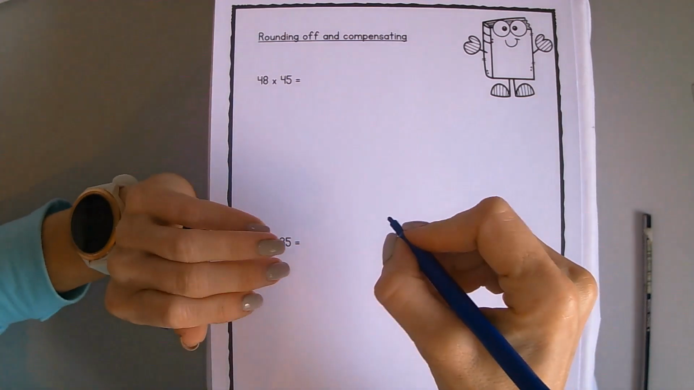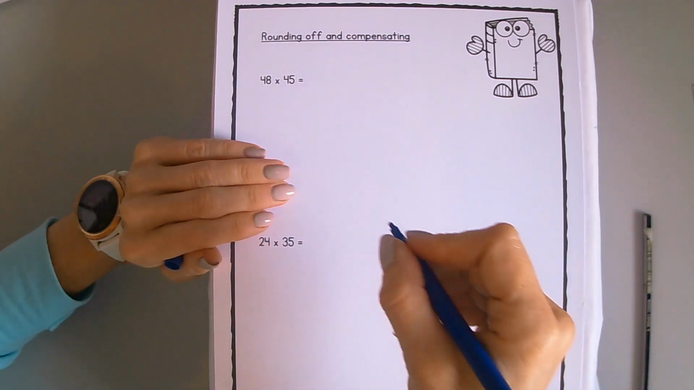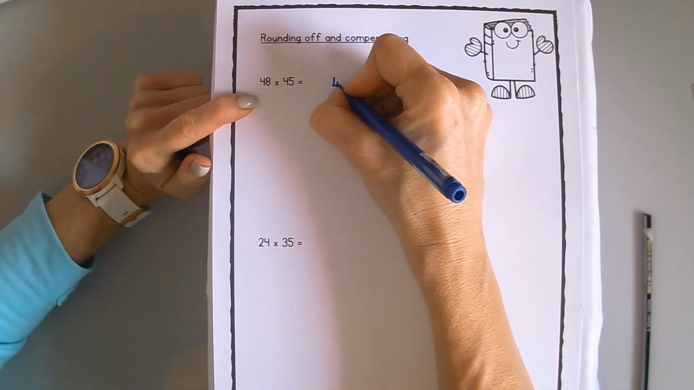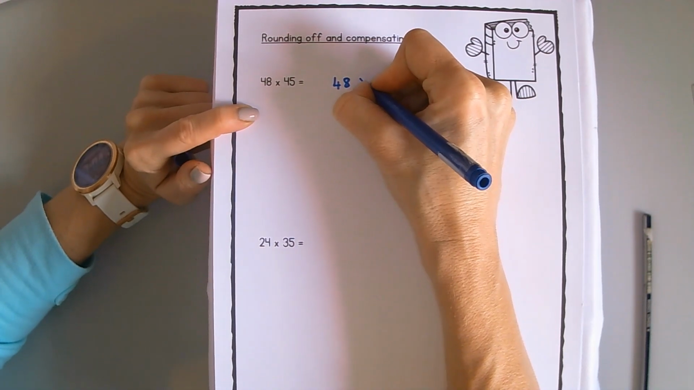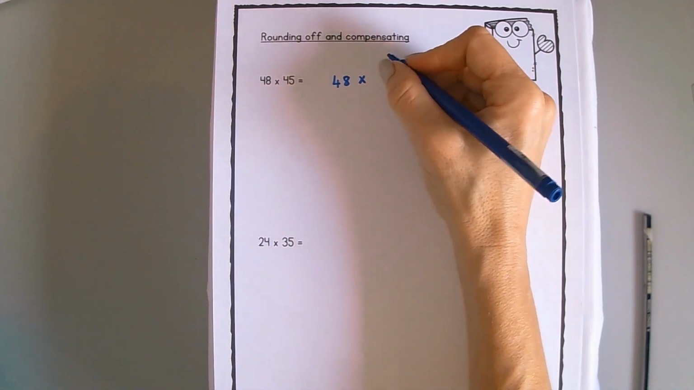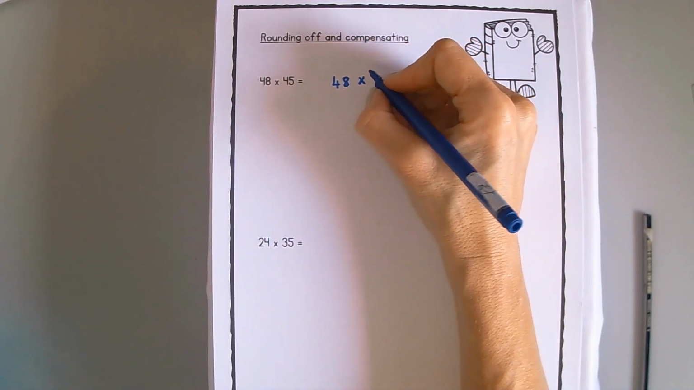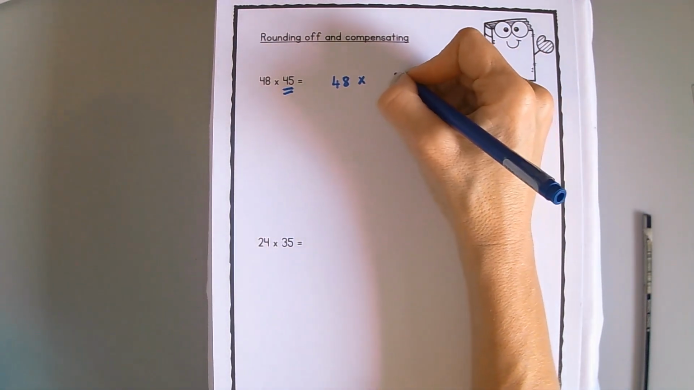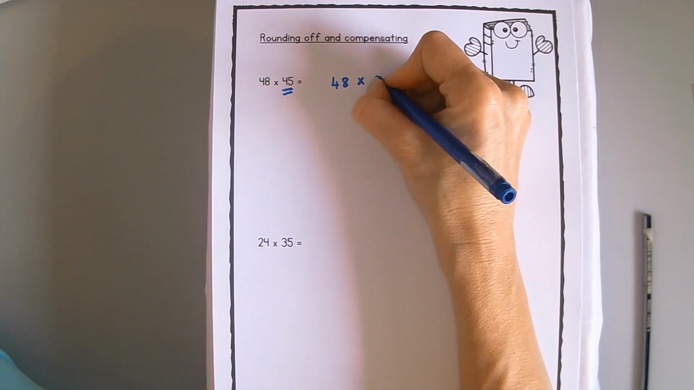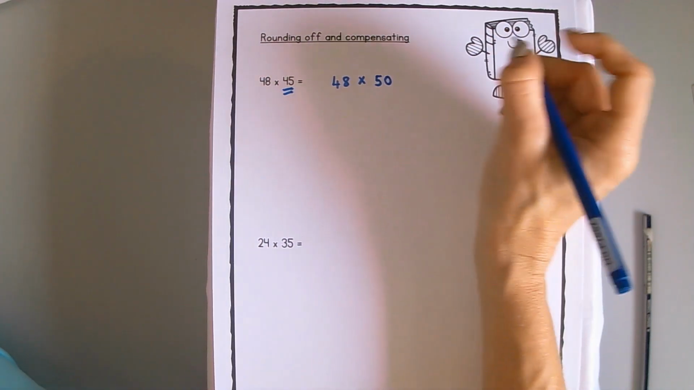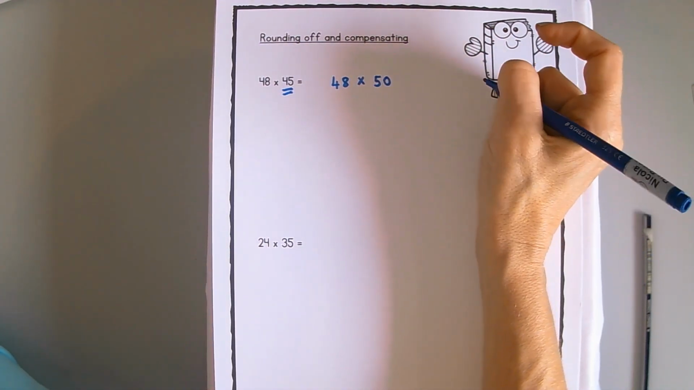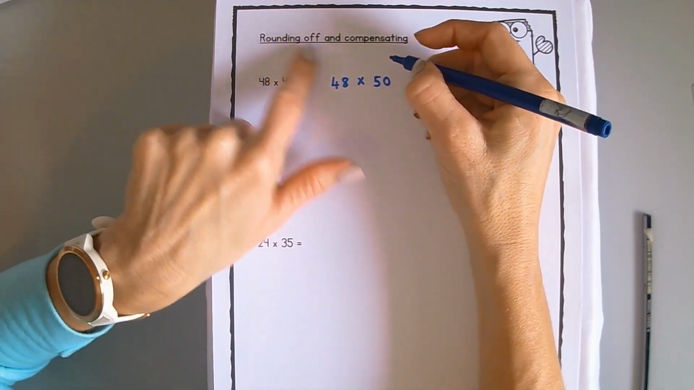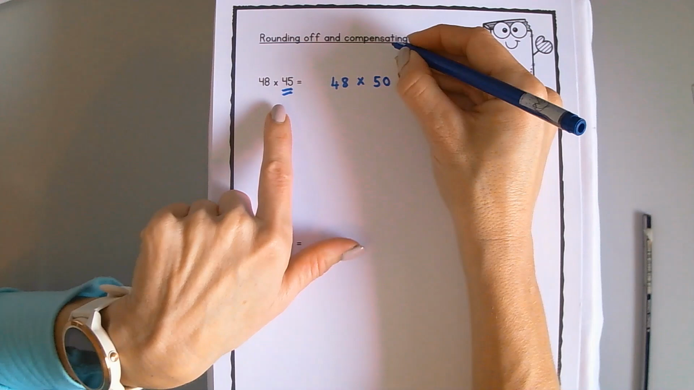Okay, so we've got 48 times 45. So what we are going to do is round off 45. So we keep the 48. We're still timesing, but this time we are going to round off 45. If I round off 45 to the nearest 10, I'm going to make it 50. Can you see that? But now I've changed the whole sum. So because I've rounded off, I need to compensate for what I've rounded off.